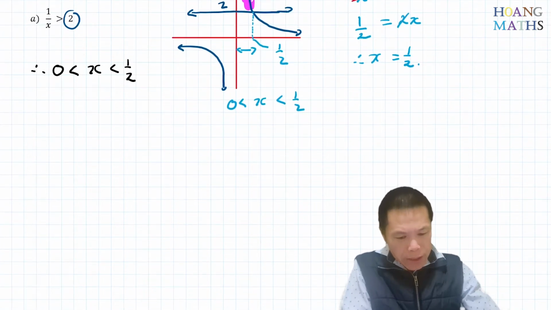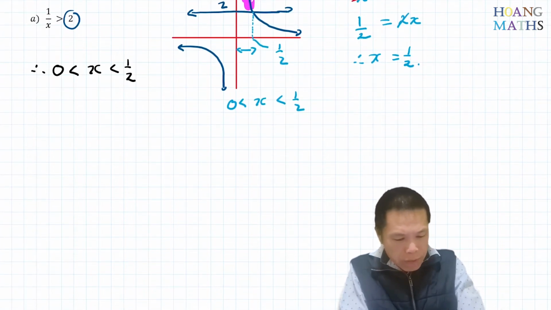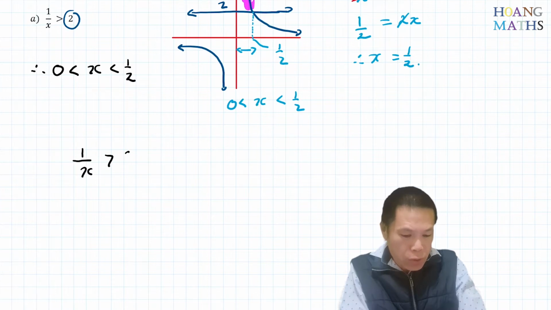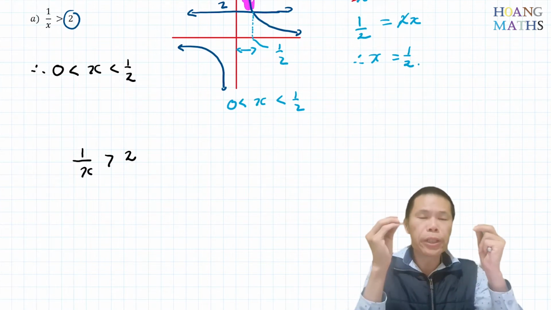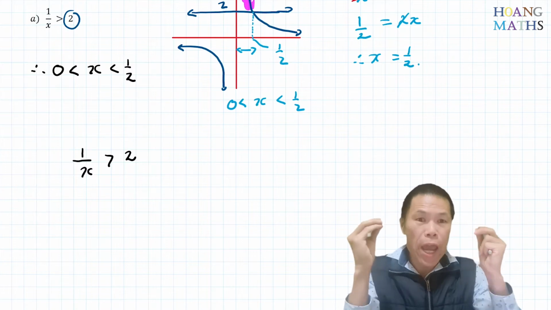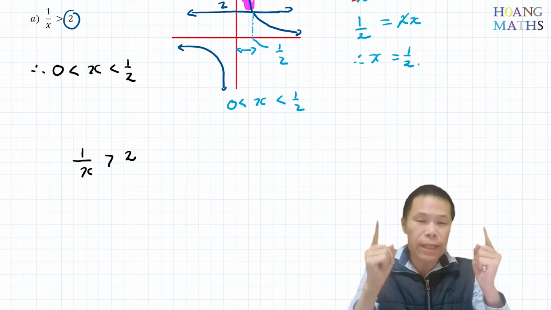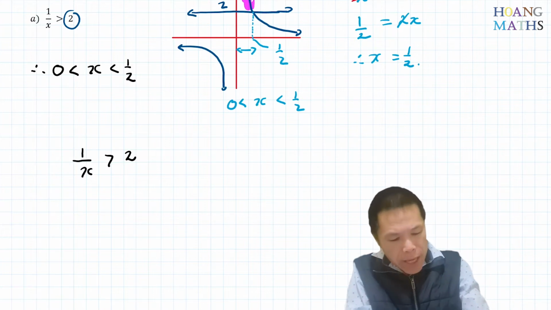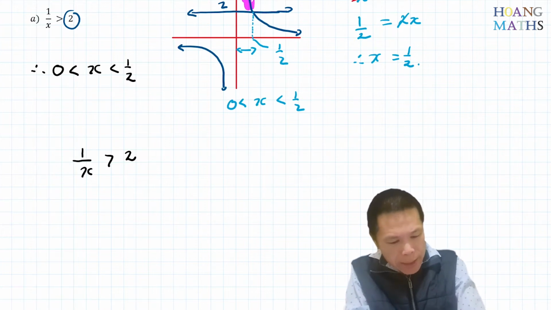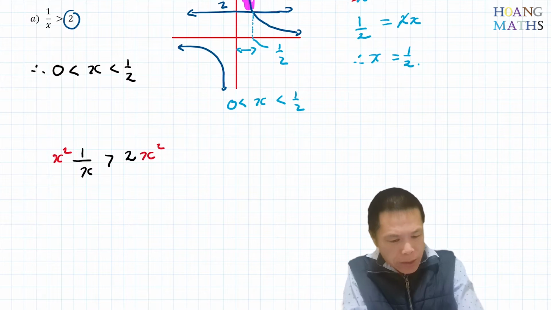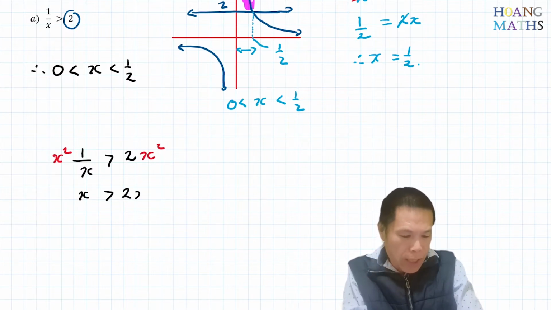Now to do this, let me just write out the question first. 1 over x is greater than 2. So to do this, we need to times the square of the denominator, because if you times by x only, you miss out one solution. Just remember that. So I times by x squared, and we times x squared here. So we simplify this, and that will give me x is greater than 2x squared.